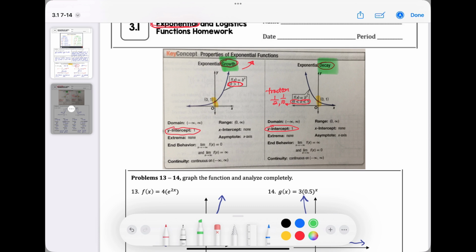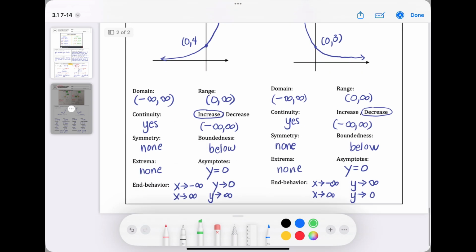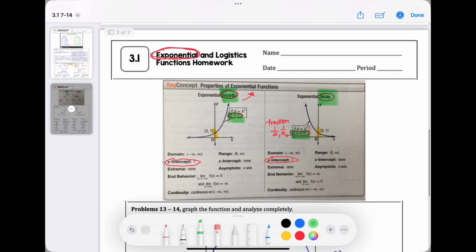Only two pictures. One is called growth, growing up. One is called decay. How do I tell the difference? All about the base. When my base is positive, okay, bigger than 1, that will be a growth. When my base is a fraction, less than 1, positive, okay, that will be a decay. Good. And that's all. Hope you have fun with the exponential function. And that's it, all about the base.